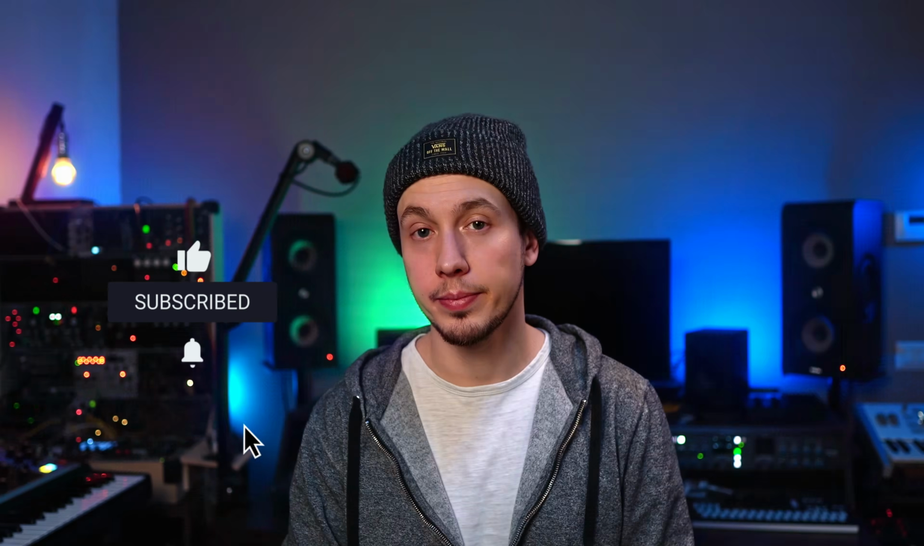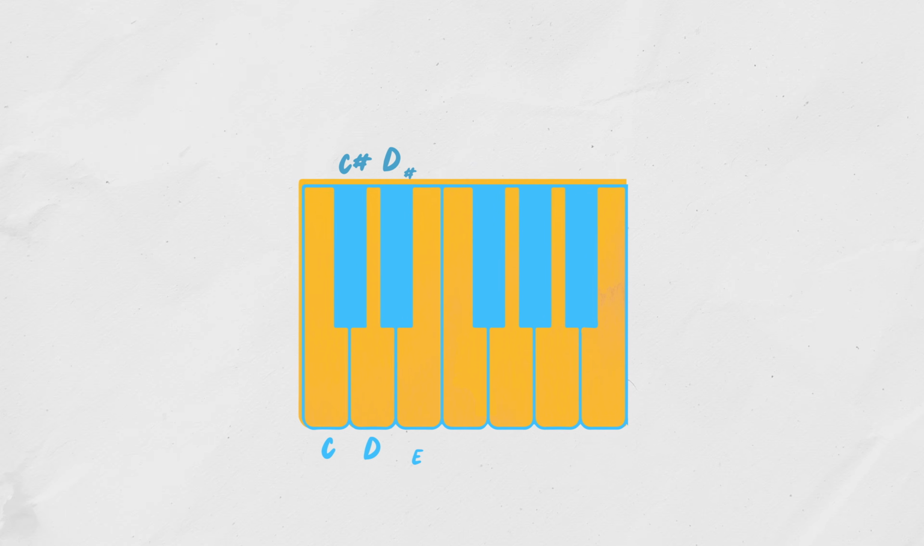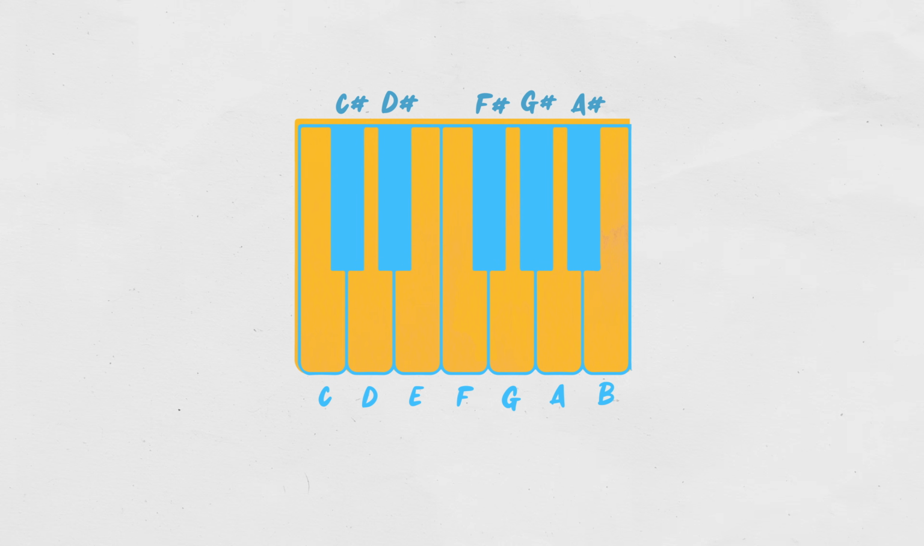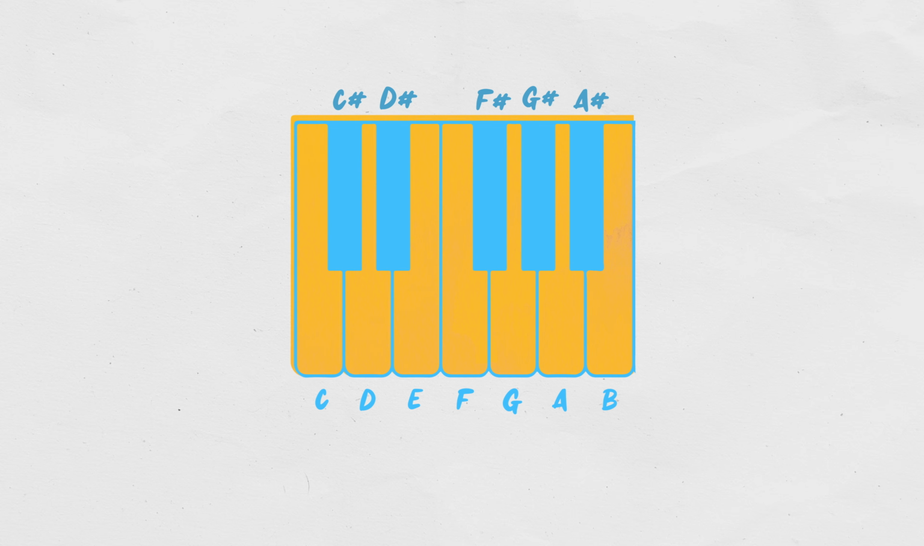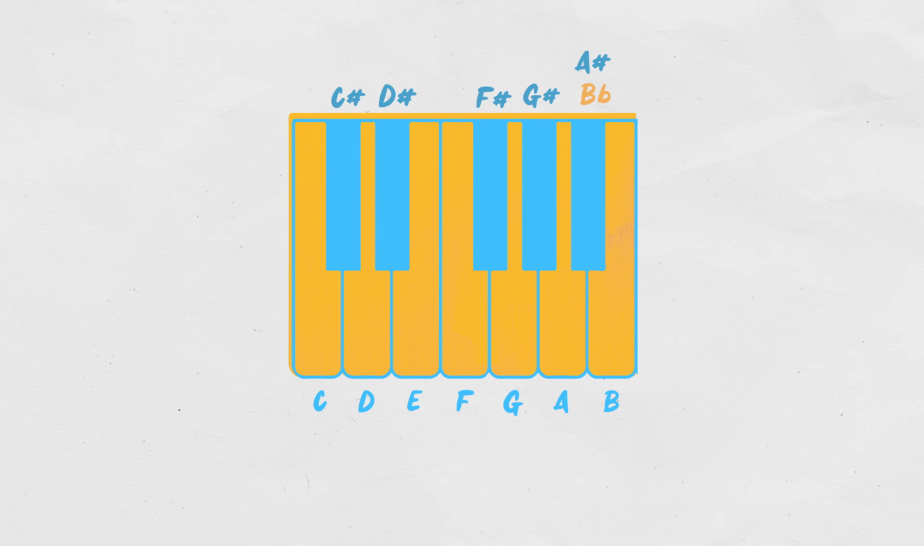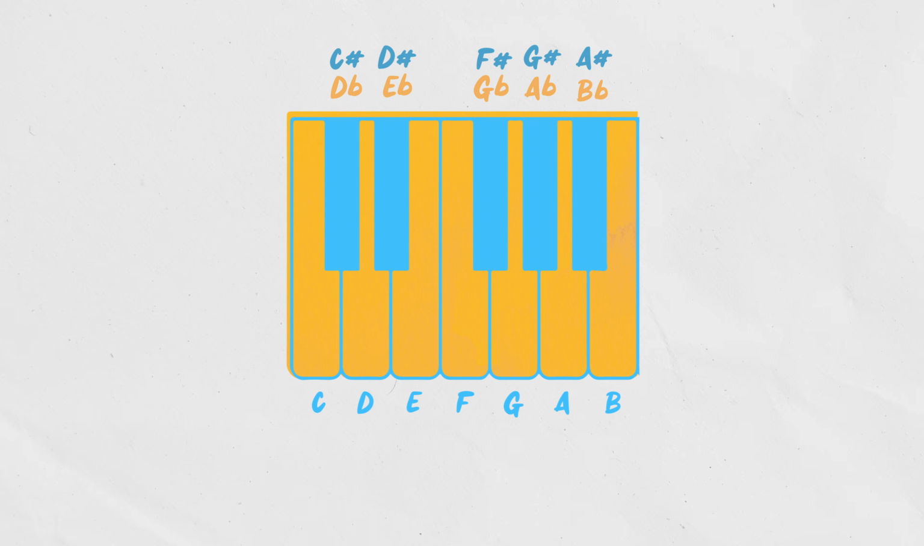Let's dive in. First things first, let's talk about notes. We have 12 different notes to choose from. Notes that have a sharp sign, like A sharp, can also be called by a flat name. So A sharp is also known as B flat. Indeed, they're the exact same sound, just with two different names. The same goes for other sharps. For example, C sharp is also D flat, and so on.